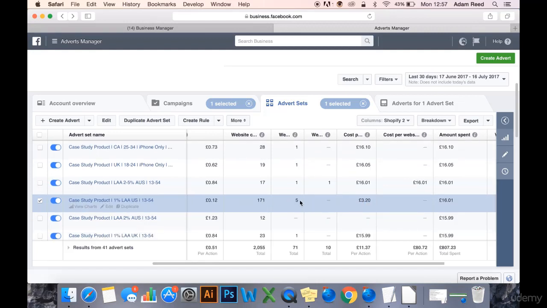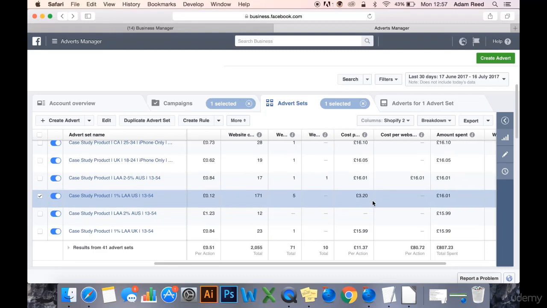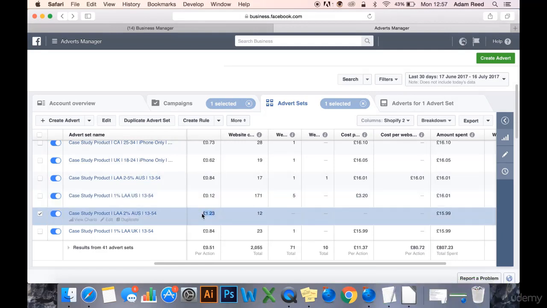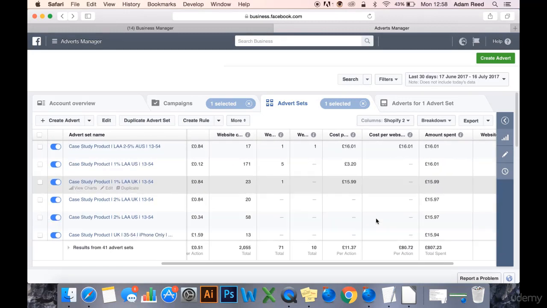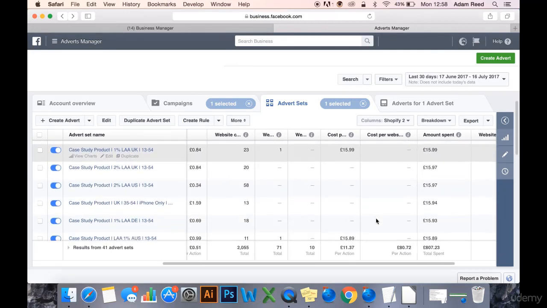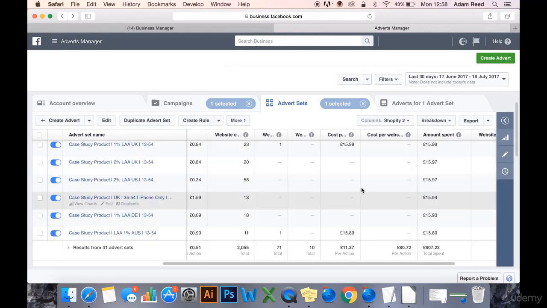But again, we should be getting more than 5 add to baskets from 171 product views. We really need to improve this product page, perhaps give it a better description or some new photos. We've already got some product reviews on it, but clearly it does need work. £1.23 CPC. £1.60 CPC.